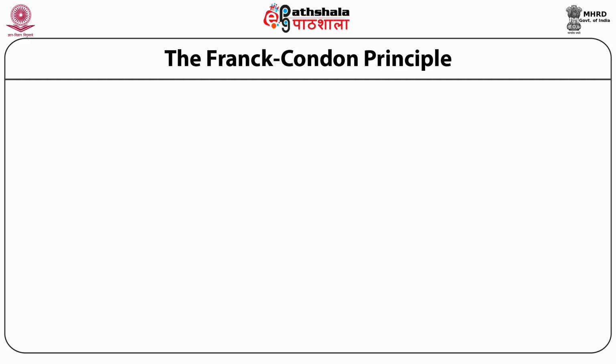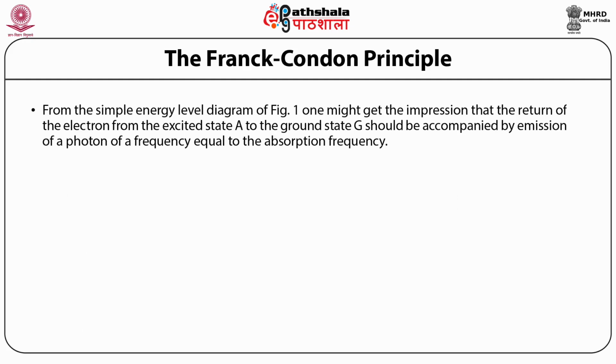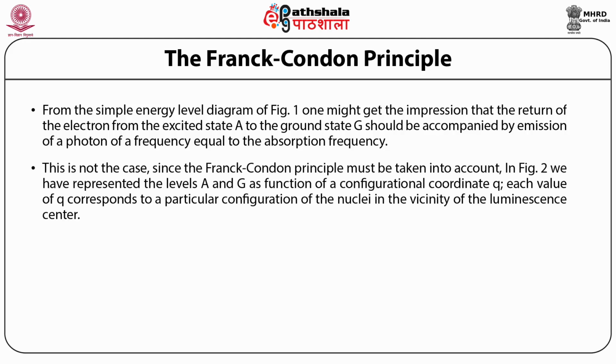The Franck-Condon Principle. From the simple energy level diagram of figure 1, one might get the impression that the return of the electron from the excited state A to the ground state G should be accompanied by emission of a photon of a frequency equal to the absorption frequency. This is not the case since the Franck-Condon principle must be taken into account.